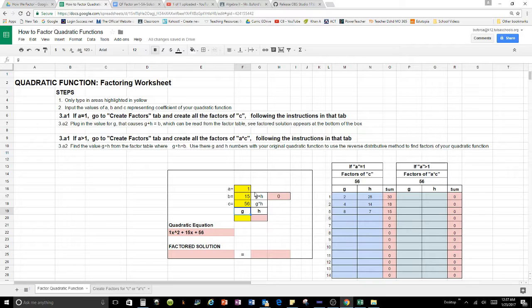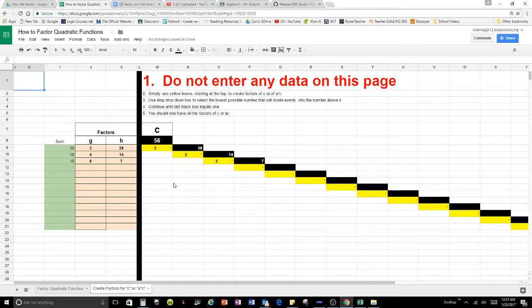So now that we put our numbers in here, we can see the factors that we're looking for are of 56, and you see that we have some numbers here already, but that's because we had used this previously. So what we want to do is come in here and just erase the yellow boxes. Remember, we only erase numbers in the yellow box. Anything in any other boxes, we don't want to touch them.